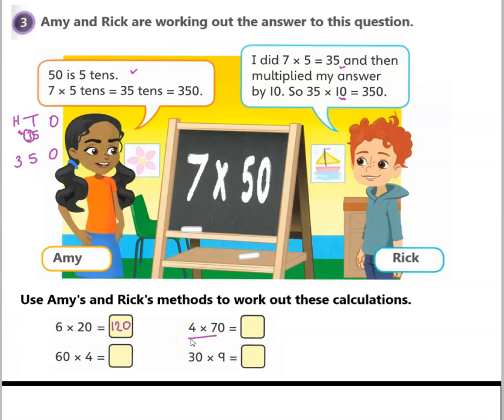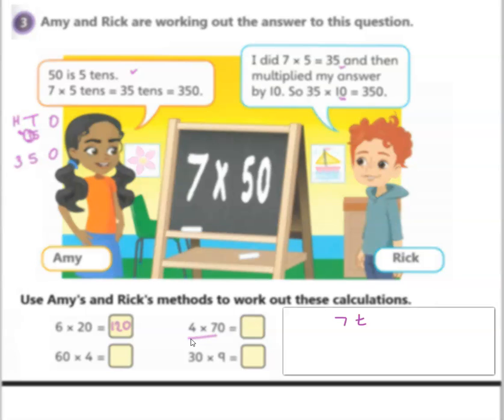So 4 times 70. Well, if I used Amy's method, 70 is 7 tens. So it's 4 times 7 tens. Well, 4 times 7 is 28. 28 tens. And that is equal to 280.